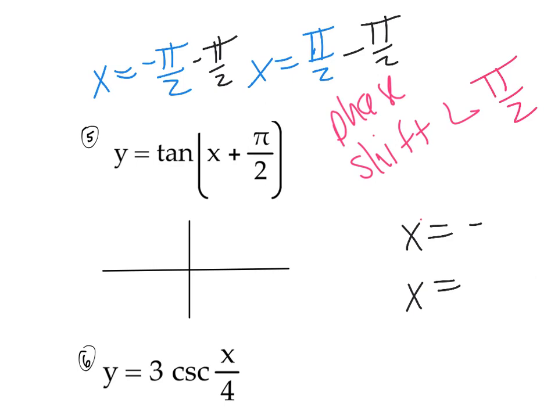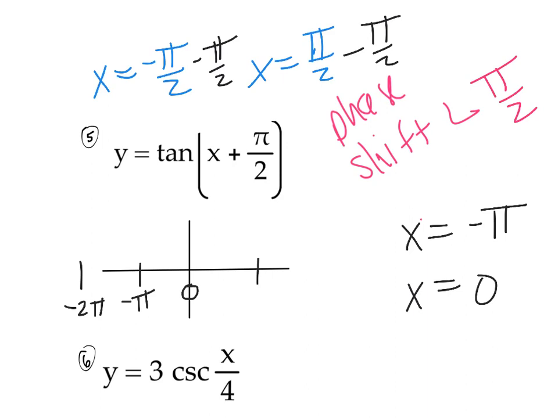If I have negative pi over 2 minus pi over 2, that's negative 2 pi over 2, so it really is negative pi. And where's the other one? What's pi over 2 minus pi over 2? 0. So my asymptotes are here and here. How far is it between negative pi and 0? It's pi. So I have another asymptote over here at negative 2 pi, correct?